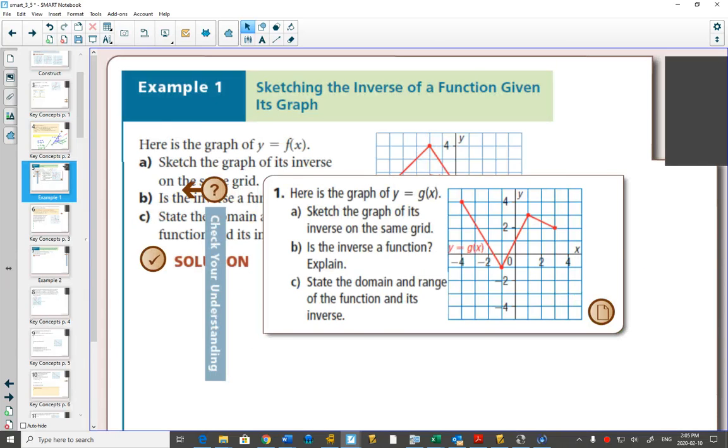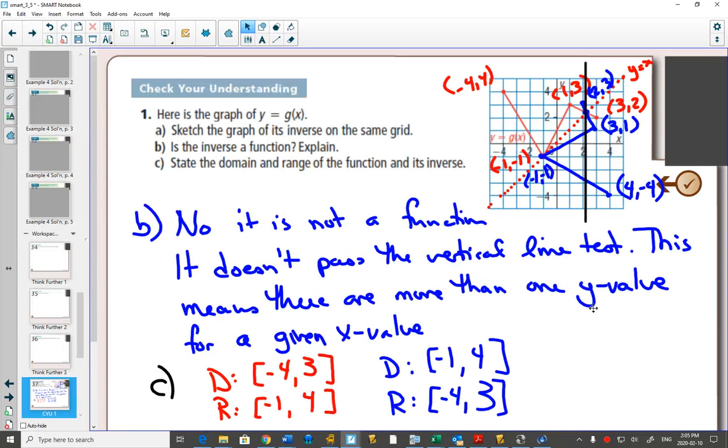Okay, so questions after number 1 are 4 and 9.